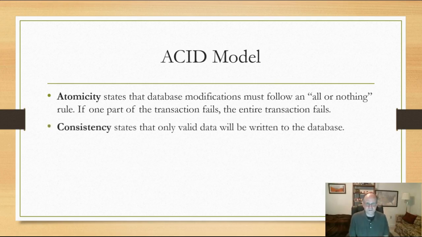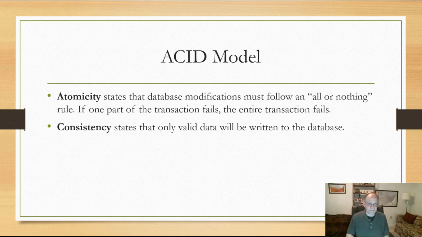The C stands for consistency. It states that only valid data will be written to the database. So if you have a transaction that violates the rules of your database, you can be assured that data will not be inserted, updated, or deleted, because it would leave the database in an inconsistent state. The data will be rolled back to a consistent state. If your valid data does not violate the rules of your database, it will be written and your data will transform from one consistent state to another consistent state.